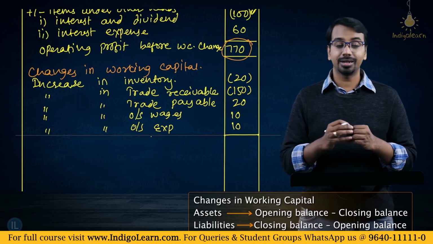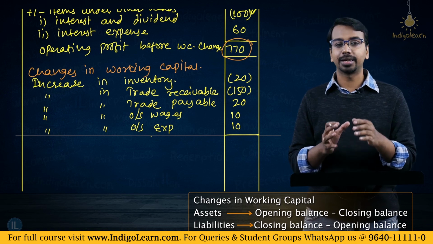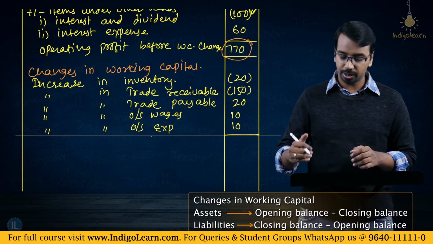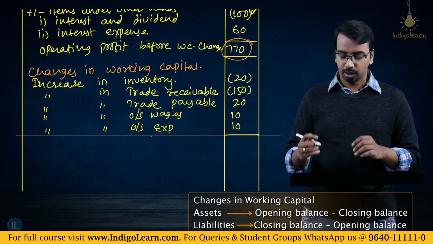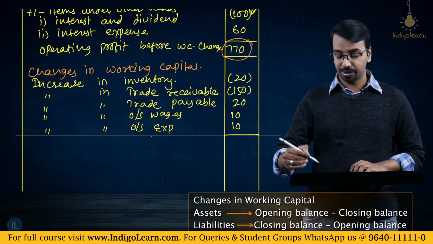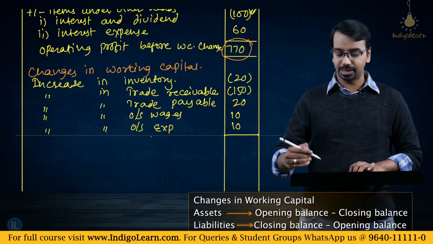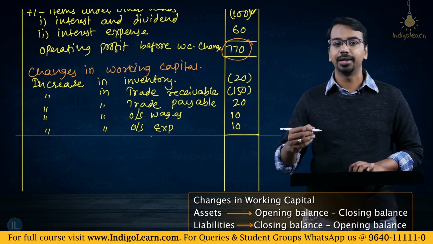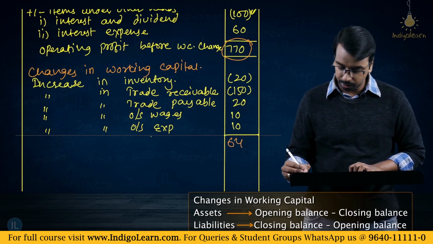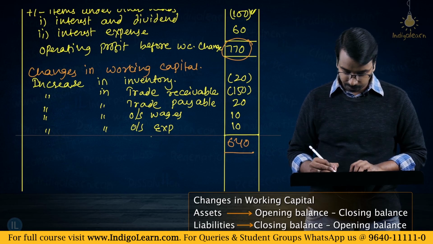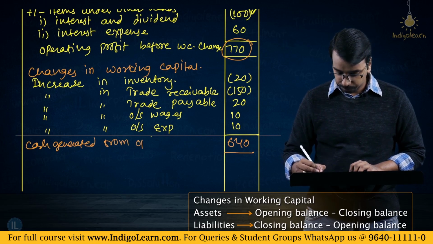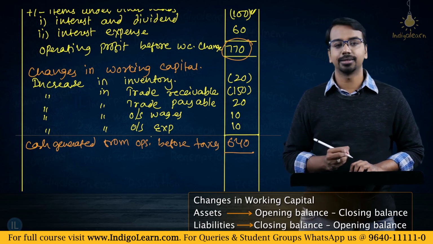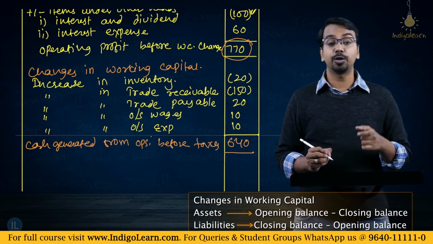Now from the 770 you will need to do the working capital adjustments. Now we have already plotted what has to be added, what has to be deducted. So you have 770 minus 20, 750, 750 minus 150, 600, 600 plus 40, it is 640. This is also called cash generated from operations before taxes, right? Now this is what has been generated before taxes.